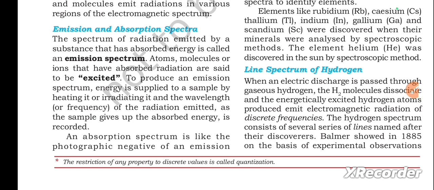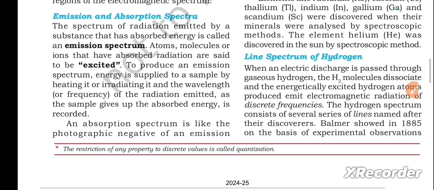The spectrum of radiation emitted by a substance that has absorbed energy is called an emission spectrum. Atoms, molecules, or ions that have absorbed radiation are said to be excited. To produce an emission spectrum, energy is supplied to a sample by heating it or irradiating it, and the wavelength or frequency of the radiation emitted as the sample gives up the absorbed energy is recorded.